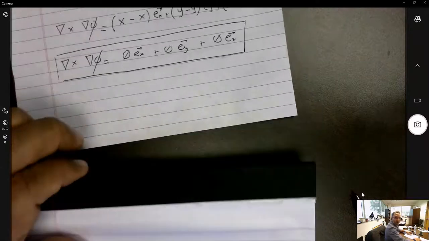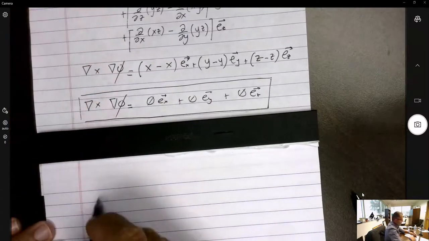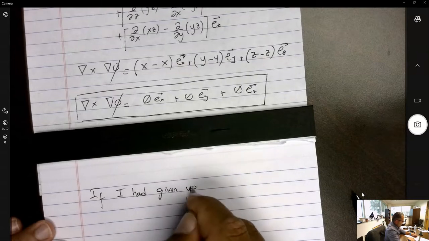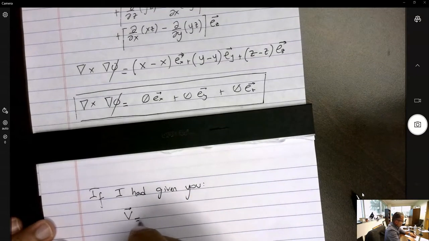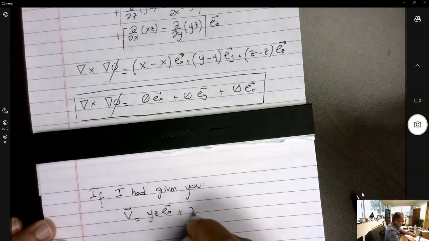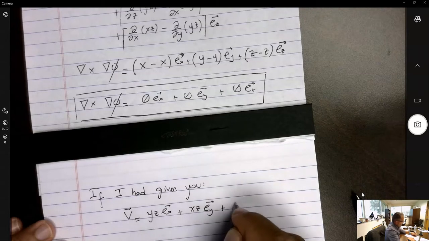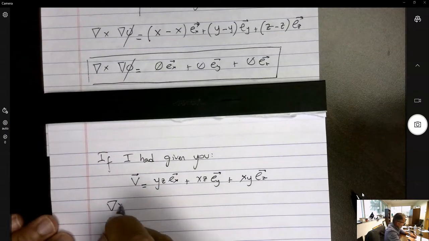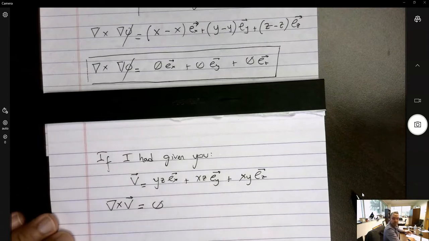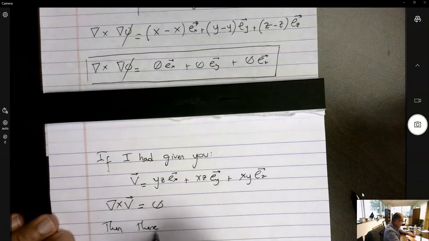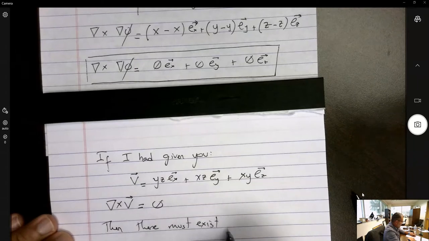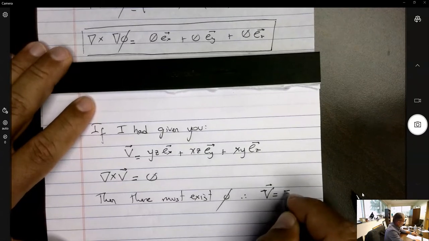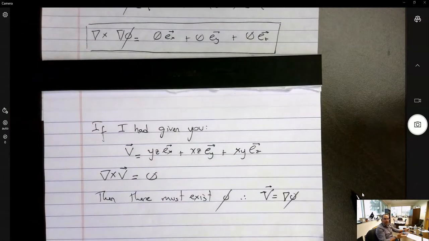If I had given you this problem in the opposite direction, if I had given you v equal to yz in the x direction, plus xz in the y direction, plus xy in the z direction, and then you calculate the curl of v and show that it's equal to 0, then there must exist a phi such that v comes from the grad of phi. Okay, now let's find that phi.